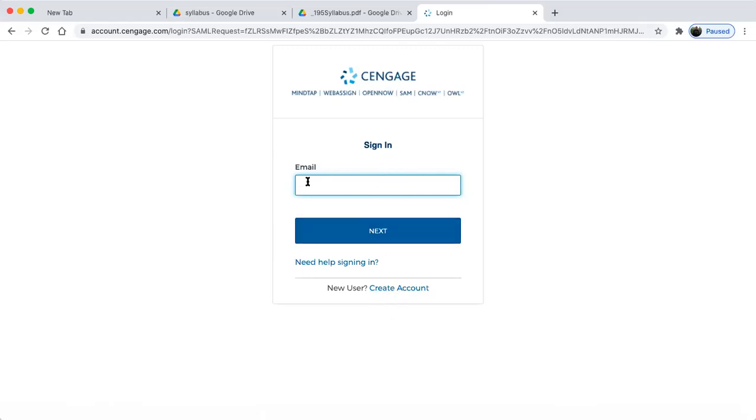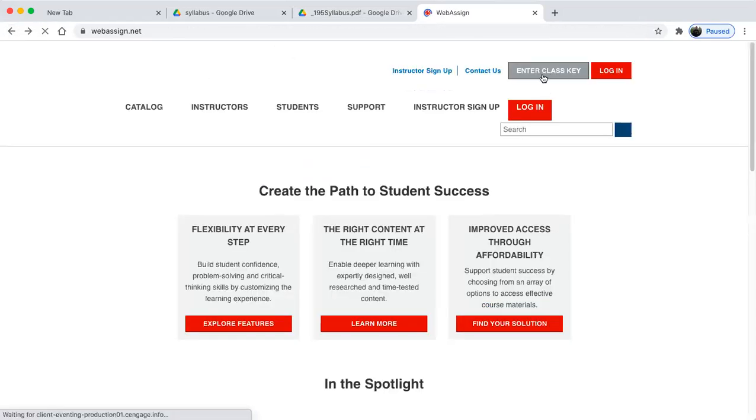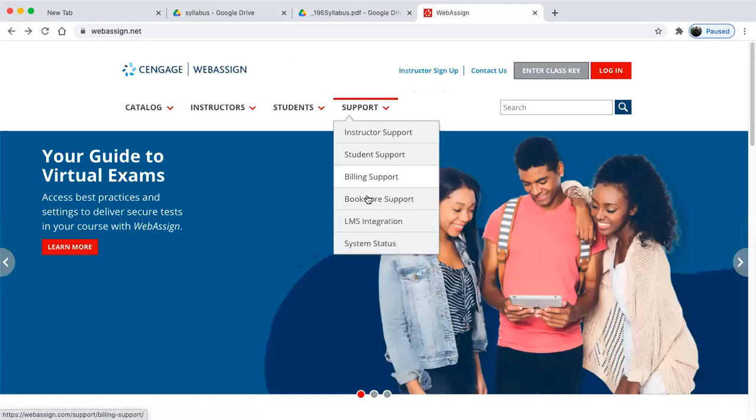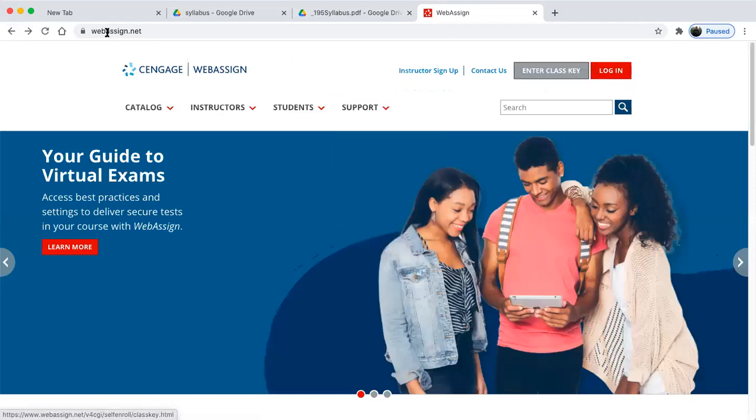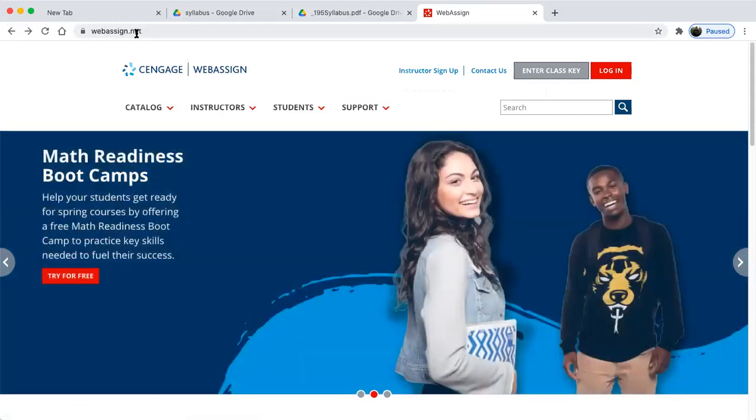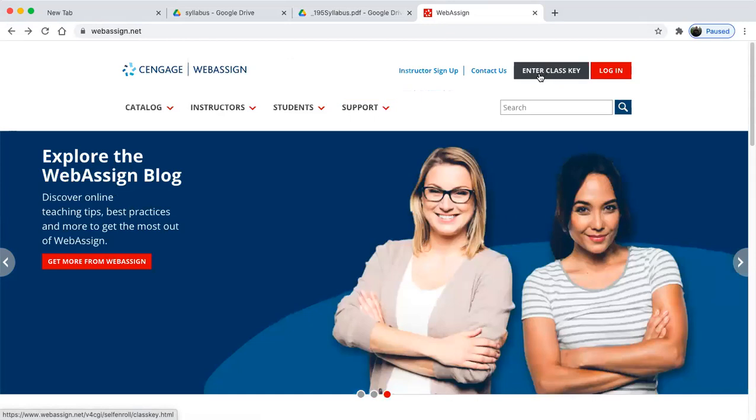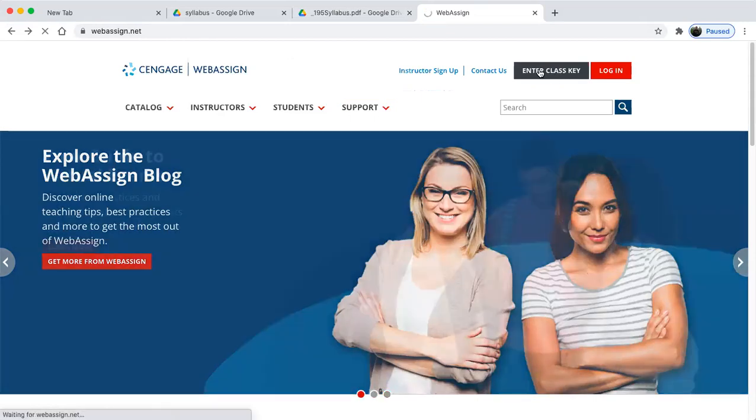After you create your account, you go inside WebAssign and you will see the homeworks, the quizzes and the tests. After you log in and everything is fine, you enroll in my class. You go back to webassign.net and click here, enter class key. You see this one? Enter class key. You click there.